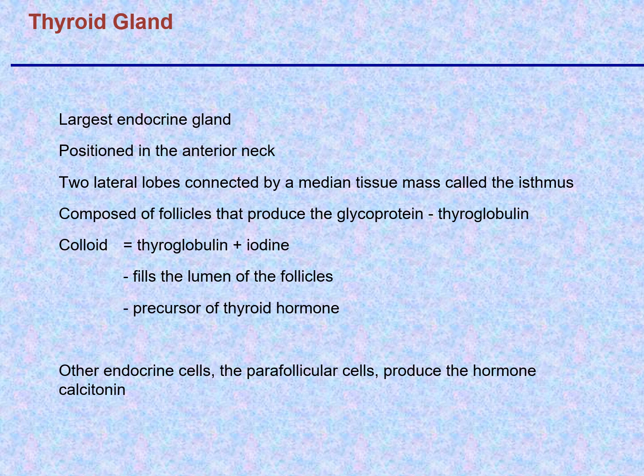There are other cells within the thyroid gland, and I'll explain with the diagram where they are on the following slides. Those other cells are called parafollicular cells, and they produce a different hormone called calcitonin that's involved in regulation of calcium levels in the body.